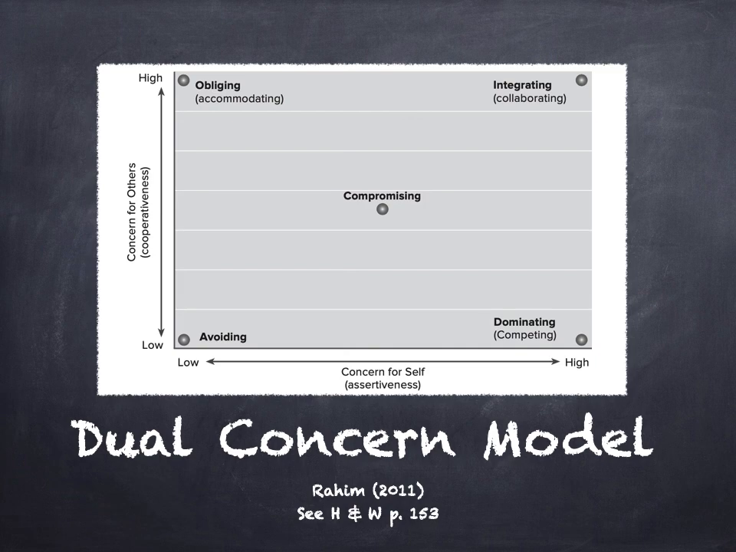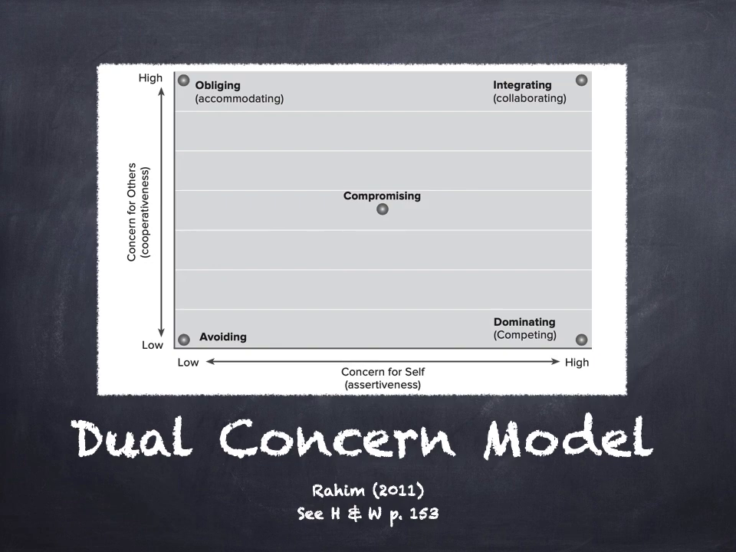Avoiding is both low in concern for self and concern for others. Part of the reason for that is that you don't want to invest in the conflict. Obliging is high in cooperativeness, right? Working with others because you want to please the other person, but you're more worried about them than you are yourself, which is why you are also low in assertiveness for yourself.